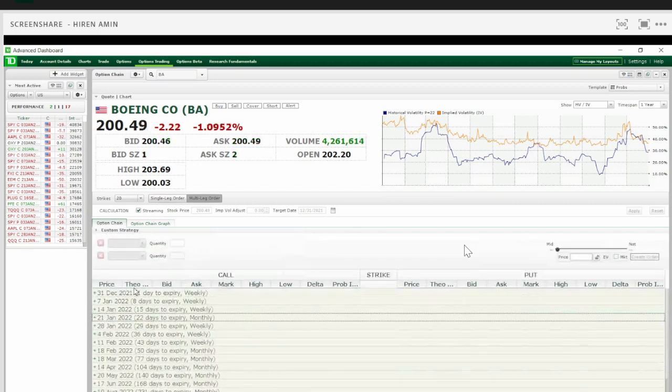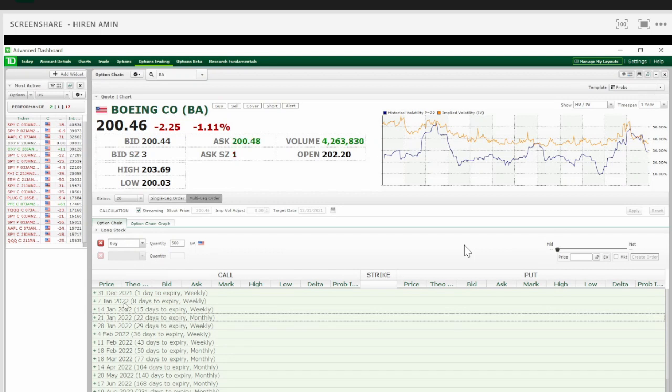Let's say I want to do a basic covered call strategy. A covered call involves buying the stock and then selling the call, and you could do it simultaneously. So you want to switch this to multi-leg up here. Let's say I wanted to buy Boeing. I'm going to click ask. Sorry, I think I got to switch. Let me click the bid. Okay, I got the buy.